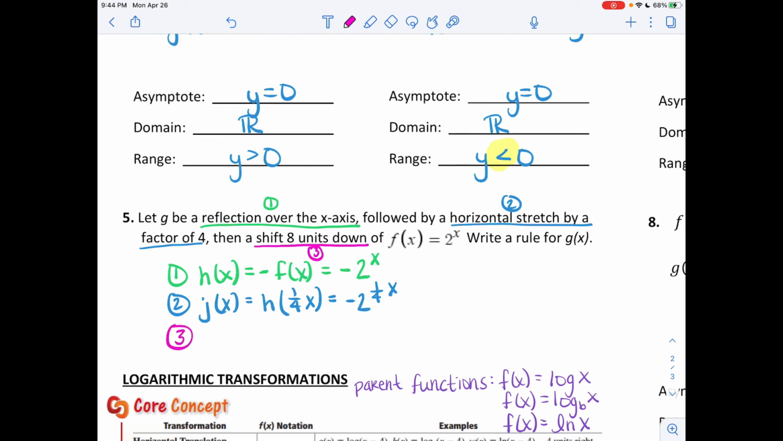Finally, my last transformation is a shift 8 units down. So since this is the last one, I'm going to go ahead and call it g of x. That's what we wanted to end up with. And a shift 8 units down is going to be a negative 8 tacked onto the tail end of our function. So we're going to say that g of x is equal to j of x minus 8. So my entire j of x function, this one right here, and then tack on a negative 8 at the end. So this will be negative 2 raised to the 1/4 x power and then minus 8. And this is my final rule for g.